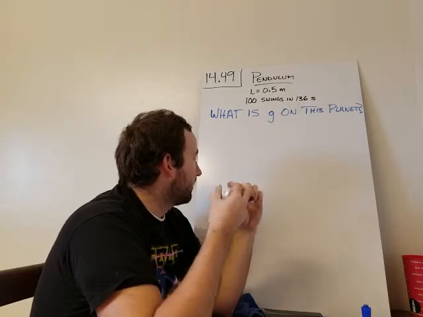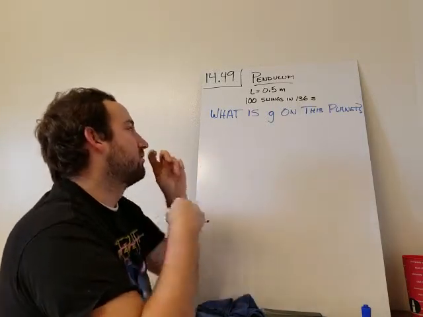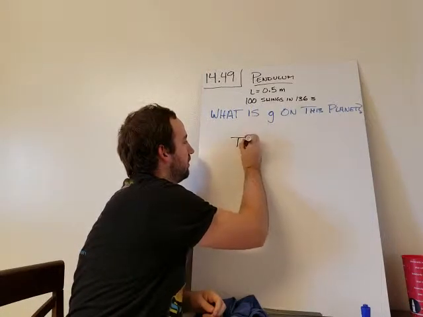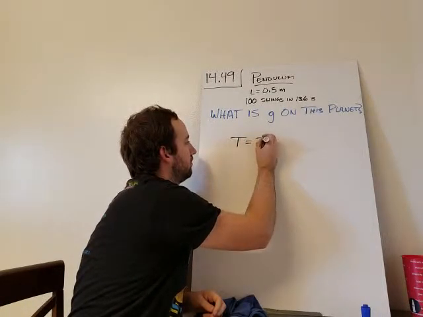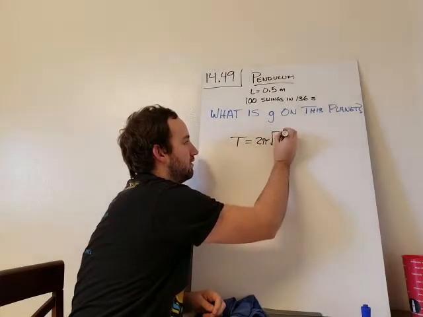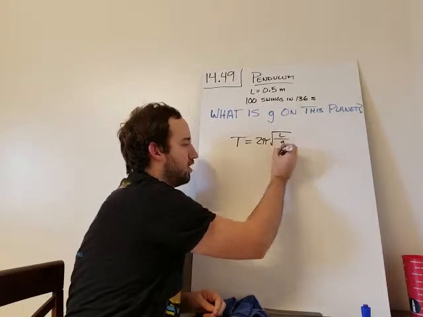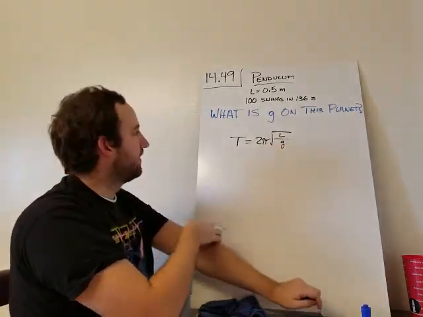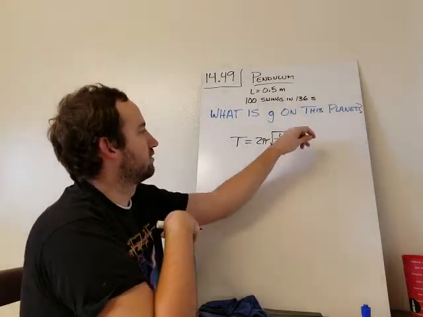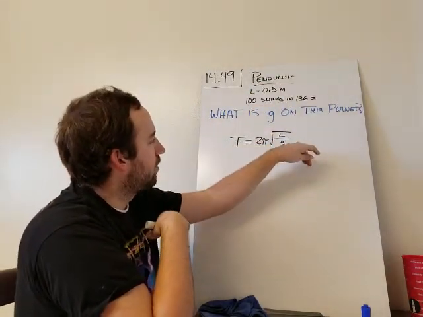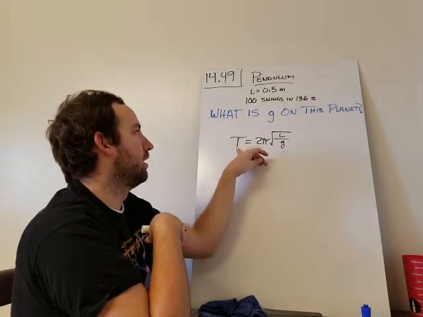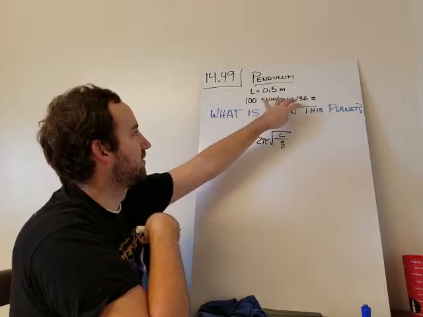So first of all, we're going to need an equation. The equation we're going to want to use is that our period is equal to 2 pi times the square root of the length of the pendulum over the force of gravity. Now, we have two unknowns, right? We know the length, we don't know the gravity, that's what we're looking for, but we also don't know the period. But that's where this information comes in.